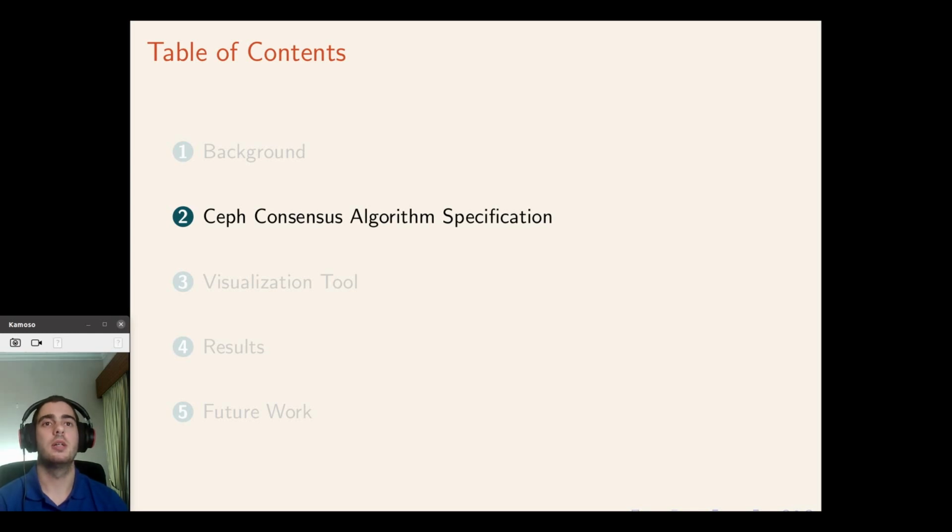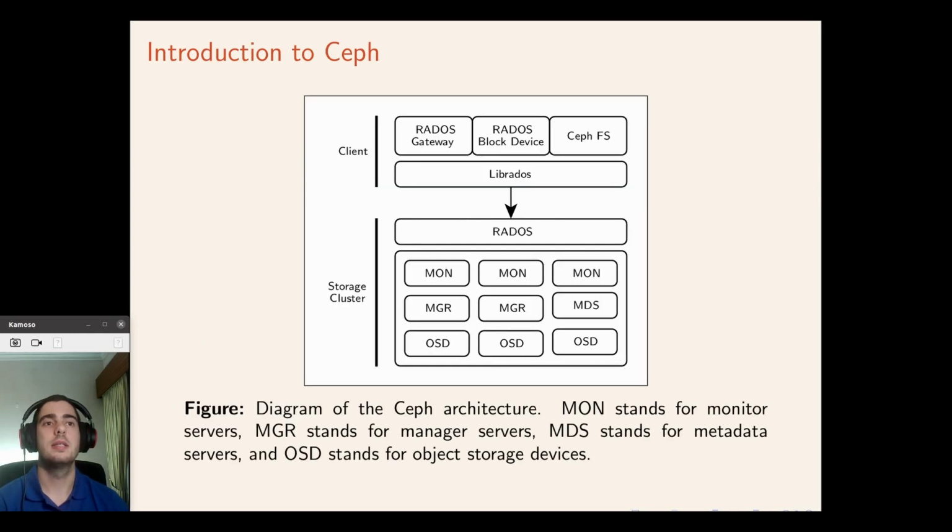Now I will briefly talk about Ceph and present the specification that was developed for the consensus algorithm. So, as I talked about before, Ceph is a distributed storage solution. That means that you can have multiple systems with storage, and Ceph unifies those systems so you can deliver a unified solution that can use all that storage. Here we have a simple diagram of the various components in Ceph. I'll mostly focus on these ones below.